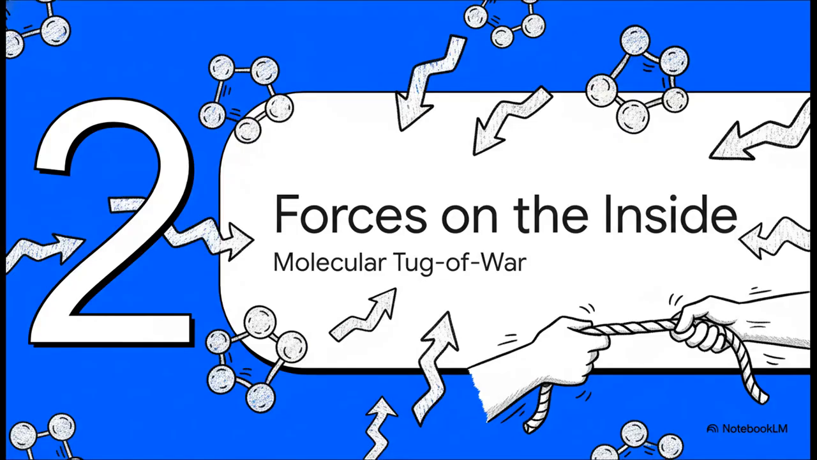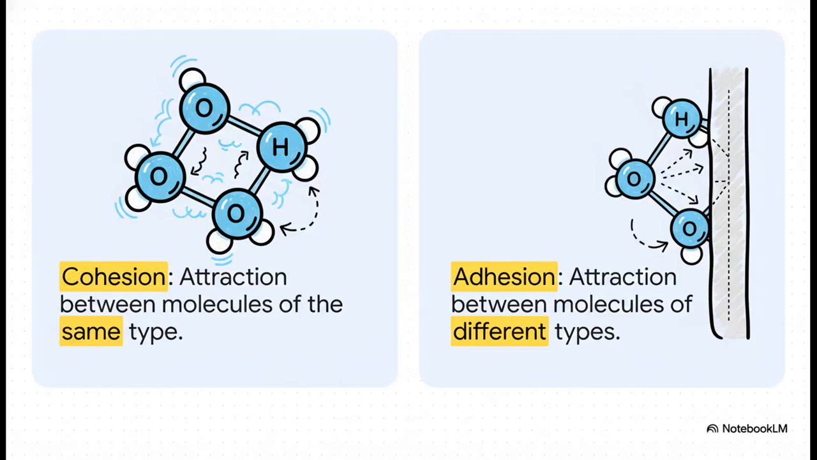To really get what's happening, we need to zoom way in, down to the molecular level. Because surface tension is basically the result of this microscopic tug-of-war between two totally different kinds of forces. So here's the key difference. You've got cohesion, which is the attraction between identical molecules, water sticking to other water. Then you've got adhesion, which is the attraction between different types, like water clinging to the side of a glass.